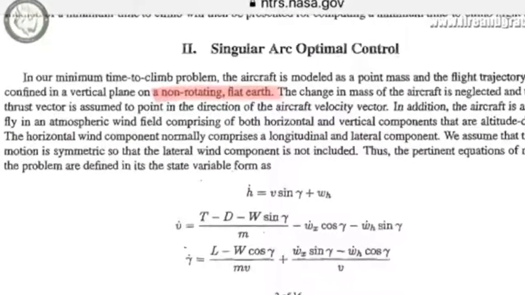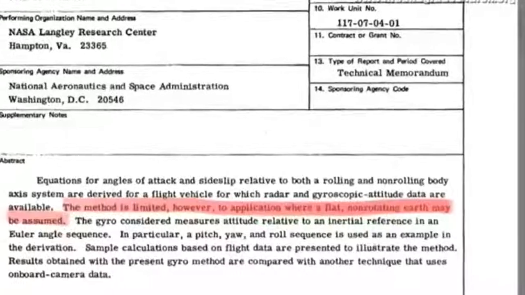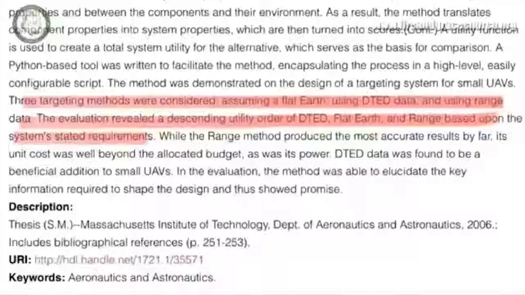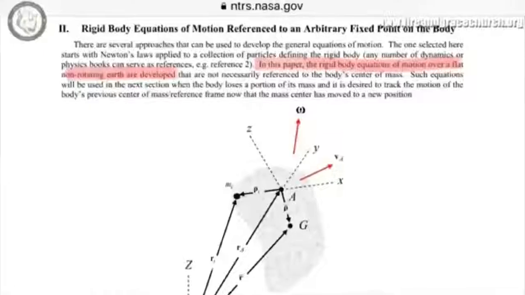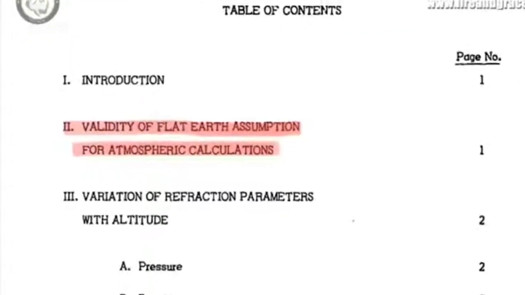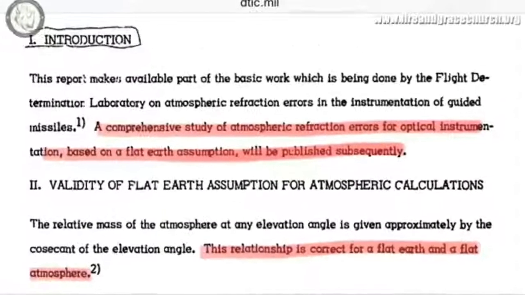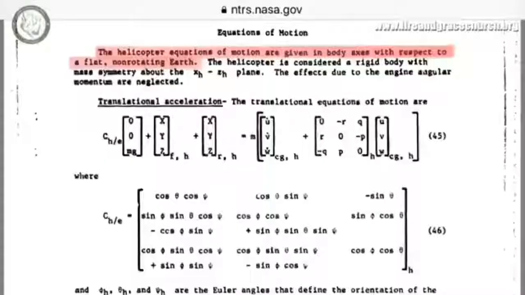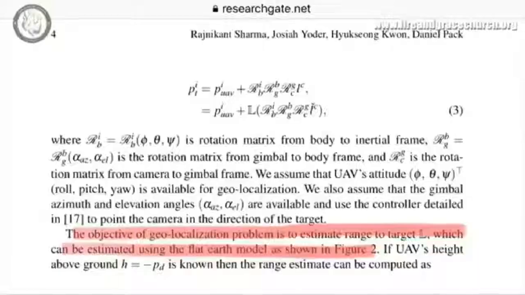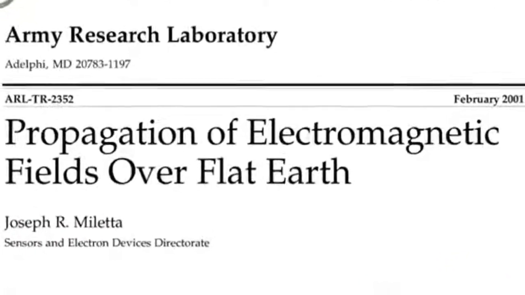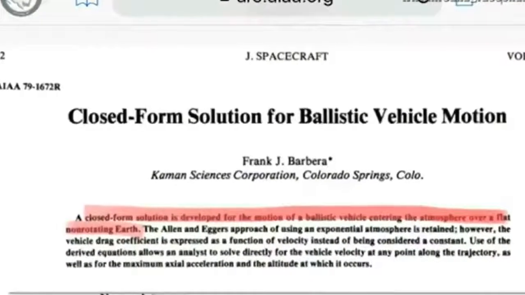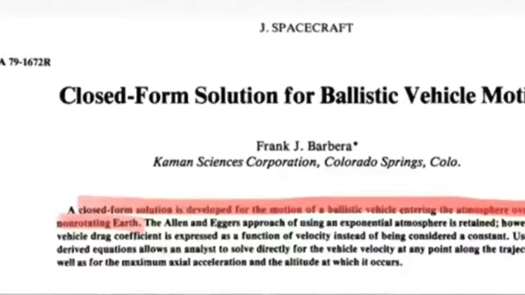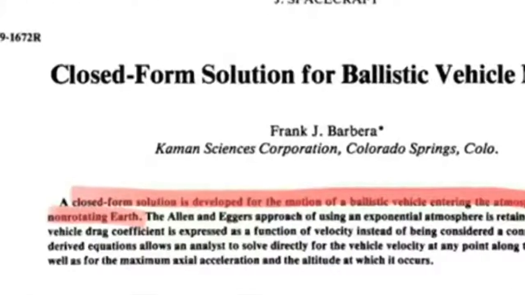Non-rotating flat Earth. A flat, non-rotating Earth may be assumed. Validity of flat Earth based on a flat Earth assumption for a flat Earth and a flat atmosphere. The flat Earth model. Propagation of electromagnetic fields over flat Earth. Ballistic vehicle motion. A closed-form solution is developed for the motion of a ballistic vehicle entering the atmosphere over a flat, non-rotating Earth. The equations assume a flat Earth.